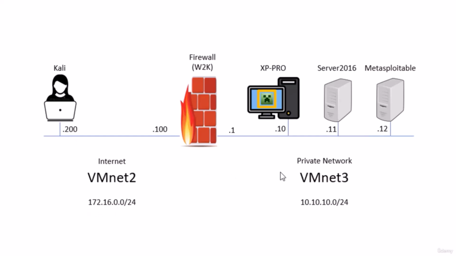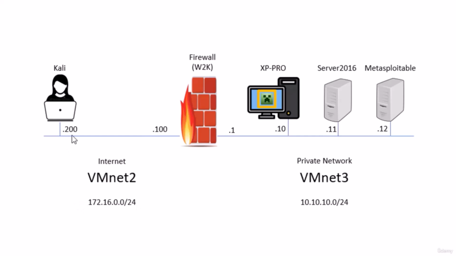The Kali machine, which is on the outside, is 172.16.0.200. Over on the private network, VMnet 3, we're using 10.10.10.0/24. So the machines all on this side are 10.10.10 something. 10.10.10.10, 11, 12. And the inside interface of this firewall is 10.10.10.1. All of these internal machines use 10.10.10.1, the inside interface of the firewall, as their default gateway to get out to the outside world.